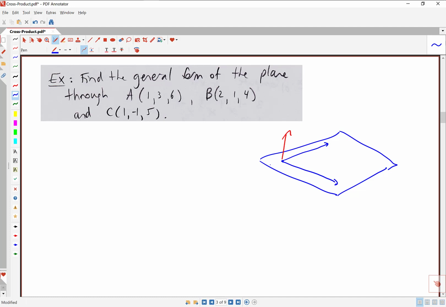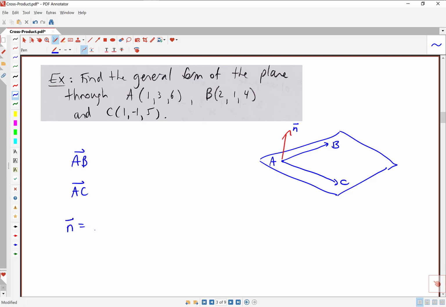Let's say this is point A, and that's point B, that's point C. So we could calculate the vectors AB and AC. And then once we had those, we can calculate the normal vector. Let's label that in our picture as well. We could calculate a normal vector using the cross product.